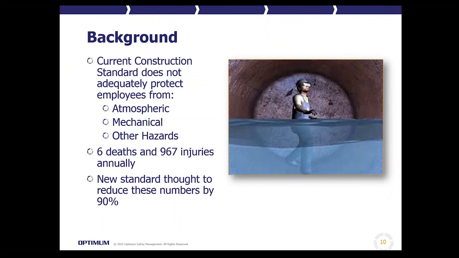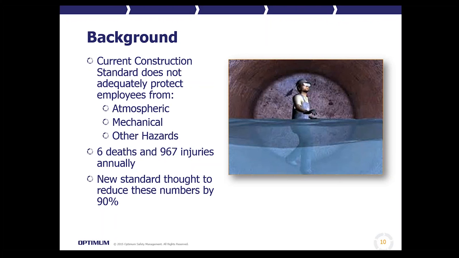The current construction standard, the thinking is that it really doesn't adequately protect the employees in the construction arena from things like atmospheric hazards, so bad air is basically what we're looking at there. It doesn't protect against mechanical issues, things that maybe aren't being locked out. It should be to keep the release of stored or hazardous energy when an employee is in a confined space and all of a sudden something starts because it wasn't properly locked out and now that employee is being struck by moving equipment. And there's all kinds of other hazards as well.